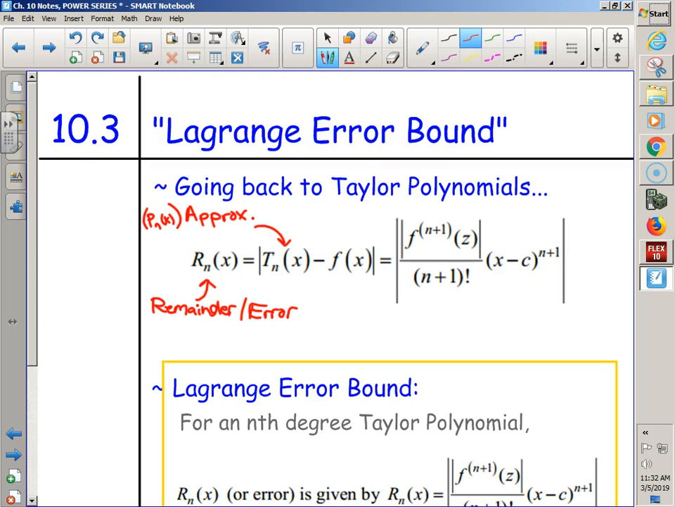P sub n of x, T sub n of x, whether they call it T for Taylor or P for polynomial, either way, it's an approximate. And who's this guy? Actual. Aren't the placements about the same as in the alternating series remainder theorem? Yeah. You have the remainder, you have the error, you have the approximate minus the actual. It's how far off. Absolute value, I don't care if it's above, I don't care if it's below.